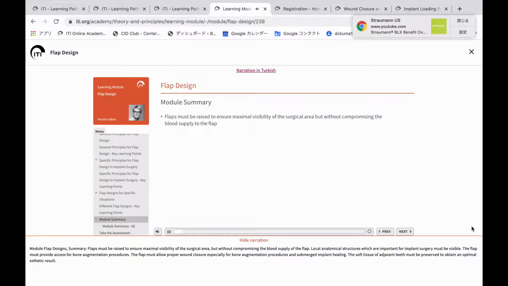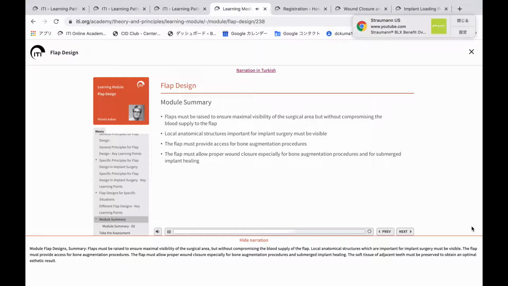Module flap designs. Summary. Flaps must be raised to ensure maximal visibility of the surgical area, but without compromising the blood supply of the flap. Local anatomical structures which are important for implant surgery must be visible. The flap must provide access for bone augmentation procedures. The flap must allow proper wound closure, especially for bone augmentation procedures and submerged implant healing. The soft tissue of adjacent teeth must be preserved to obtain an optimal aesthetic result.